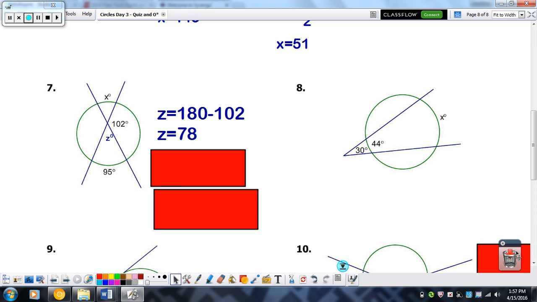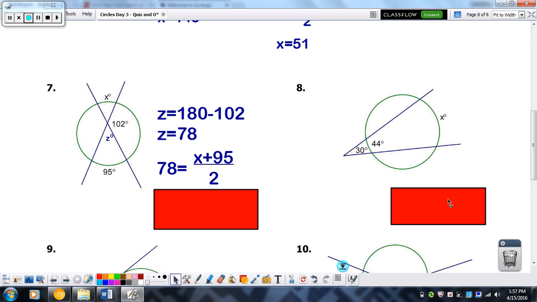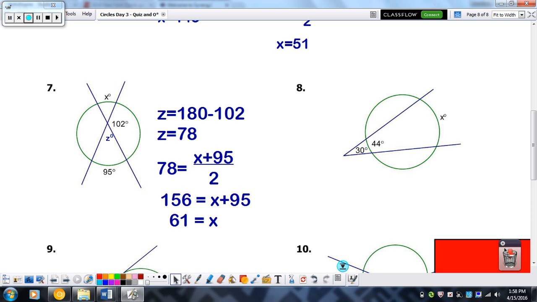So then, using that 78 degrees, I can solve my problem. I know that 78 is going to equal the sum of the arcs divided by 2. So 78 equals x plus 95, divided by 2. Since I want to get x by itself, I'm going to multiply both sides by 2. Multiplying both sides by 2 gives me 156 equals x plus 95. I'll then subtract 95 from both sides, and I end up with x equals 61.